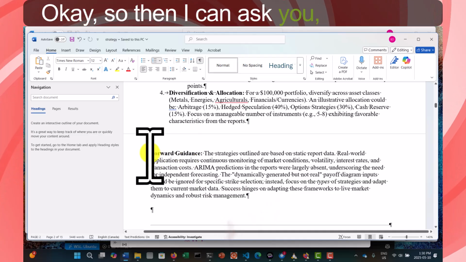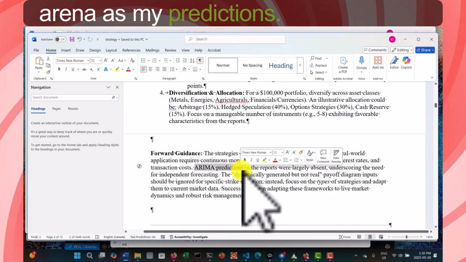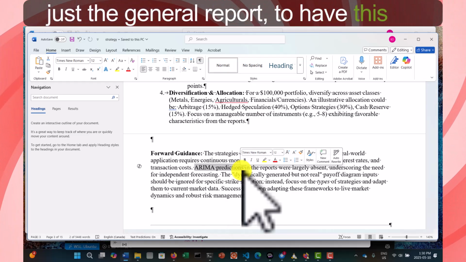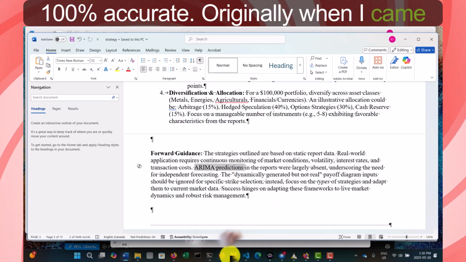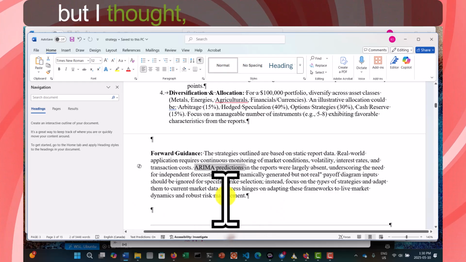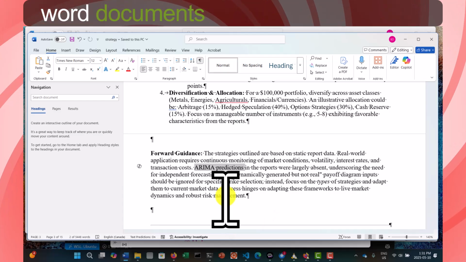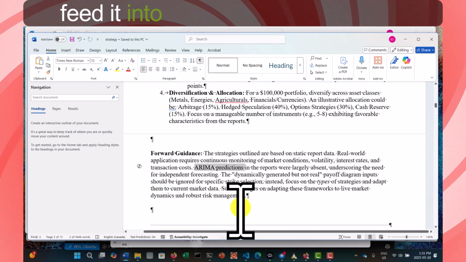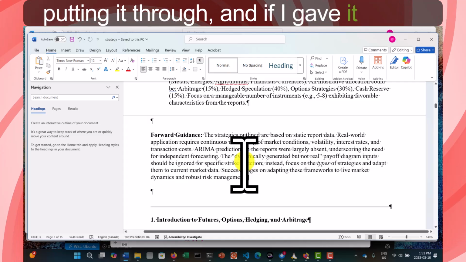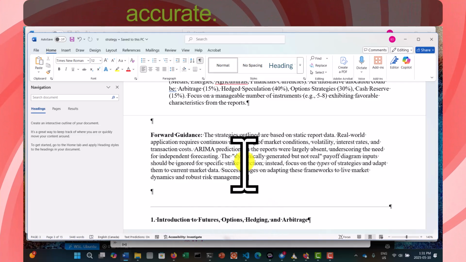Okay. So then I can ask it, okay, give me a forward guidance. Now I'm using ARIMA as my predictions. Again, it might be better if I just give it the data files, not just the general report, to have this be 100% accurate. Originally, when I came up with this and having those individual reports for the gold, for the ES, and all that, I was going to provide that to users, but I thought, oh, this is not going to work because no one's going to really go through that. But it's using only those Word documents as the data when I feed it into my prompt. Okay, so here I'm putting it through, and if I gave it actual data for each individual asset, this reporting would be much more accurate.